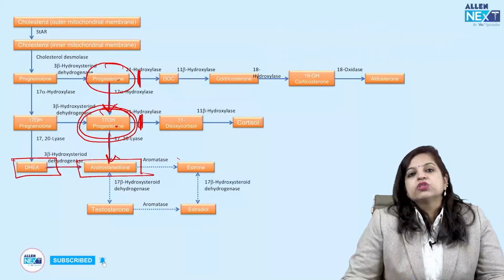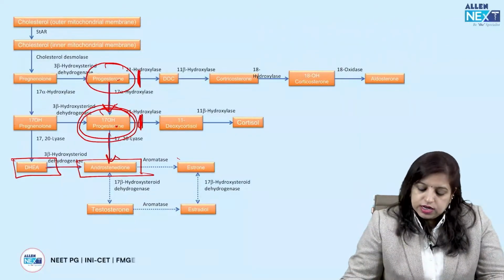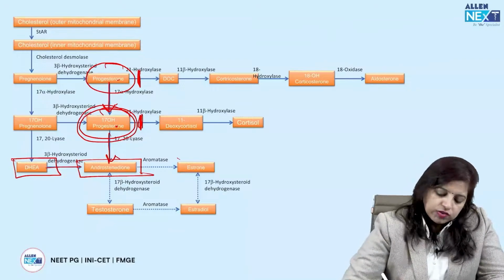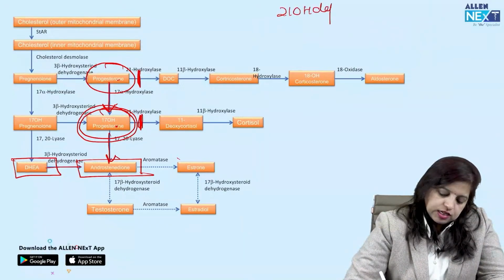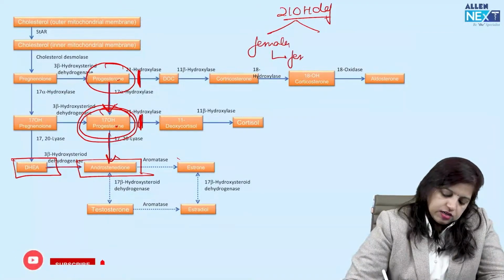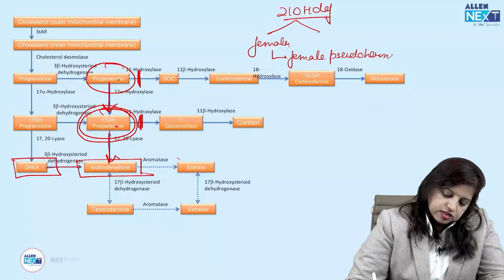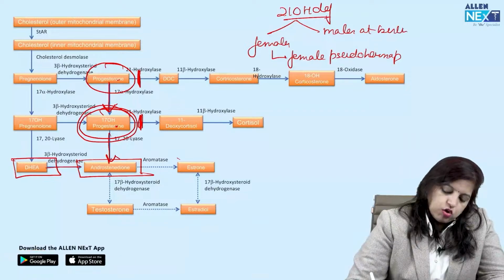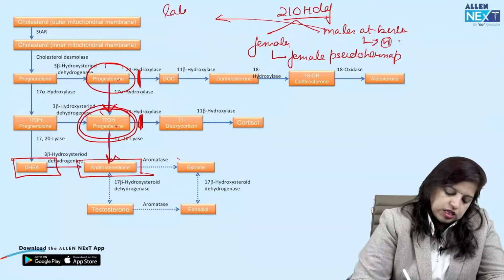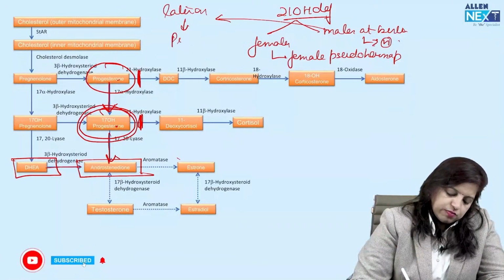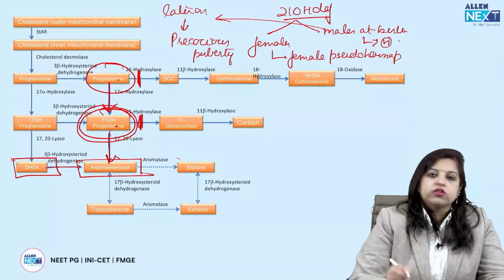At least remember this much. This is the commonest enzyme deficiency resulting in CAH, right? And what we see in 21 OH deficiency is that in females, we get to see female pseudohermaphrodite, right? While males at birth are normal, right? Later on, they may develop precocious puberty. But that is later on, right?